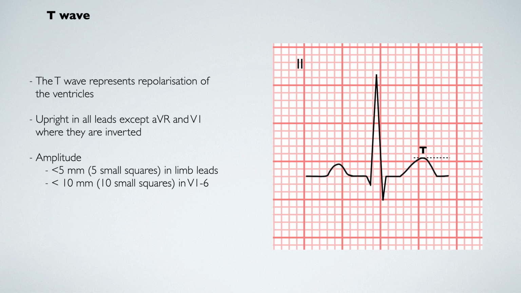To measure the amplitude, draw a line at the apex of the T wave and count the number of small squares from the baseline upwards. In our example here, you can see that the T wave has an amplitude of 2.5 small squares. The T wave shape is normally a rounded dome but is asymmetrical.